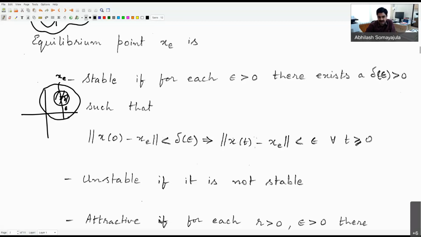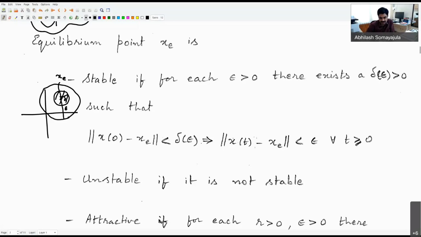But at least you understand the intuitive concept that if I have an epsilon ball in which I want to keep my system's trajectories over time, I will be able to find a smaller ball such that when I start inside that smaller ball, I'll always be able to keep inside this epsilon ball. And if it is an unstable system, you can't find a delta. That is the point. Okay?